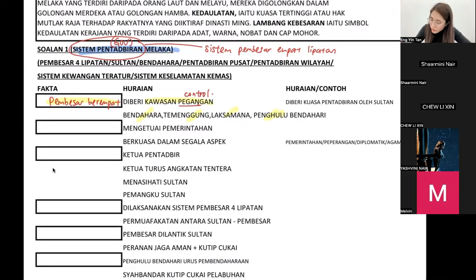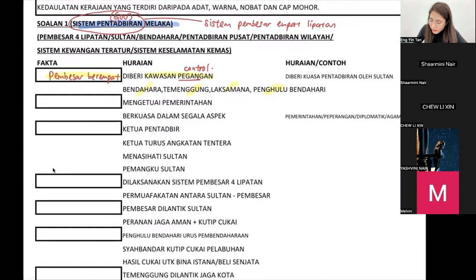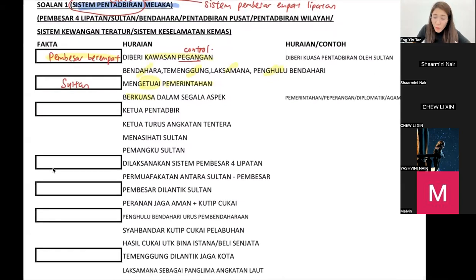Okay. So number 2, who among this in this government here, who is the leader, guys? Look at the huraian. They say who is the ketua pentadbir and who have the full power. So who is the ketua pentadbir? The sultan. So who is the one that have all the power is the sultan. Other than the sultan, ketua pentadbir, ketua turus angkatan tentera, menasihat sultan, pemangku sultan, everybody. He can replace the king.